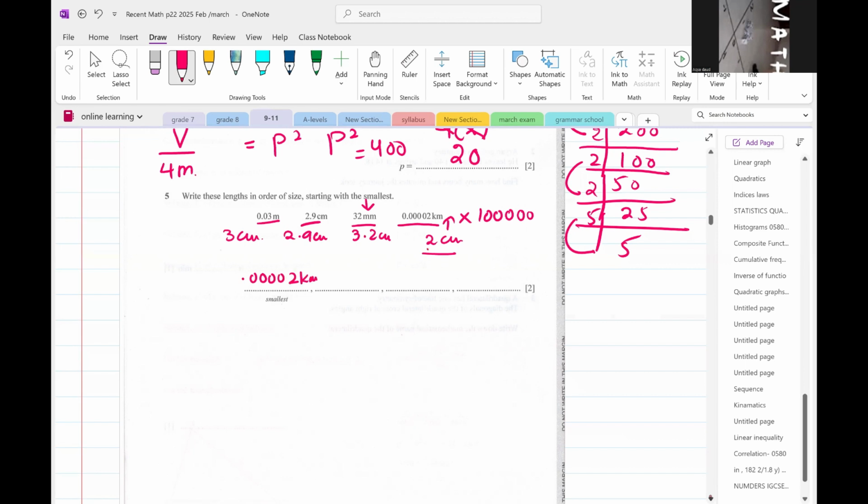Then after 2, we have 2.9. Then we have 3 centimeters, and make sure that you don't write 3 centimeters, you write the original value, so it will be 0.03 meters. And in the end, you'll have 3.2 centimeters, which is 32 millimeters. Keep this in mind: you're not supposed to write the conversions. You will write the actual values in ascending order. I'm moving forward.